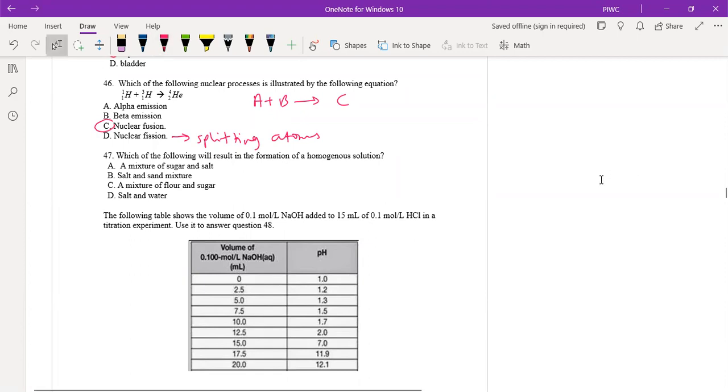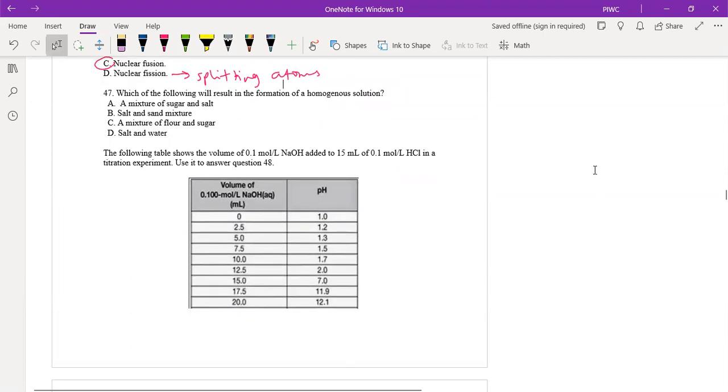47. Which of the following will result in the formation of a homogeneous solution? So we're talking about homogeneous solution. You'll not see any boundary in that solution. If you put salt in water, it dissolves and you can't see any boundary. So it's C and D. Only one phase.